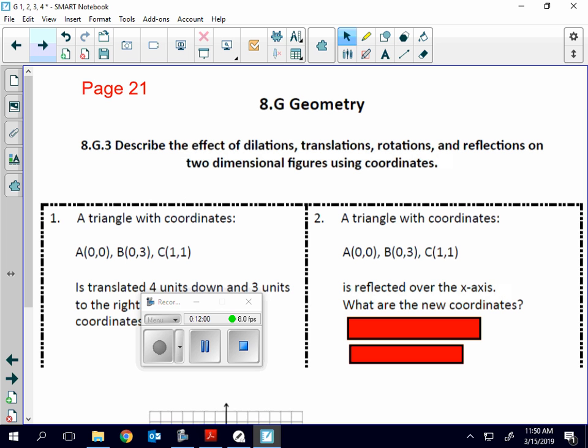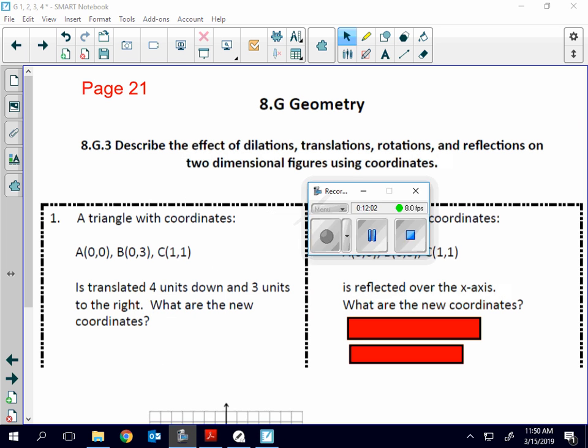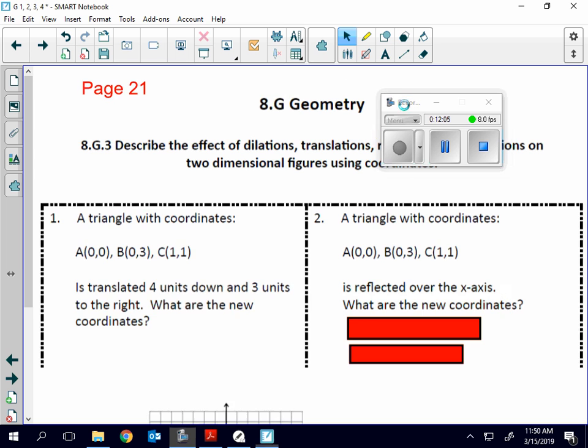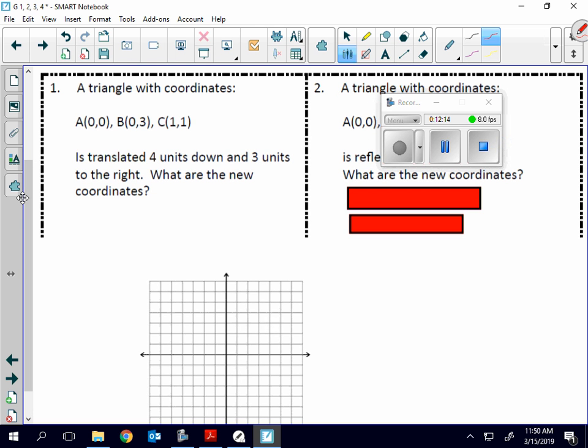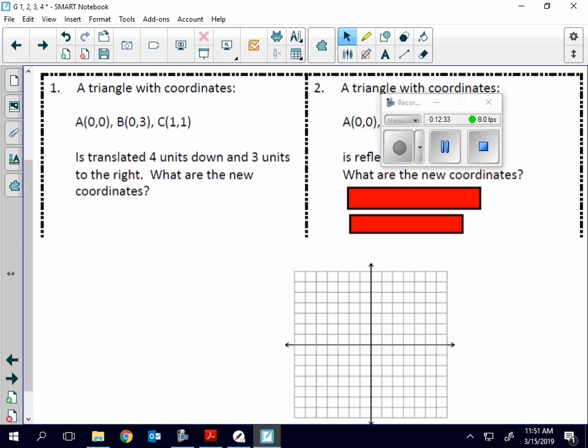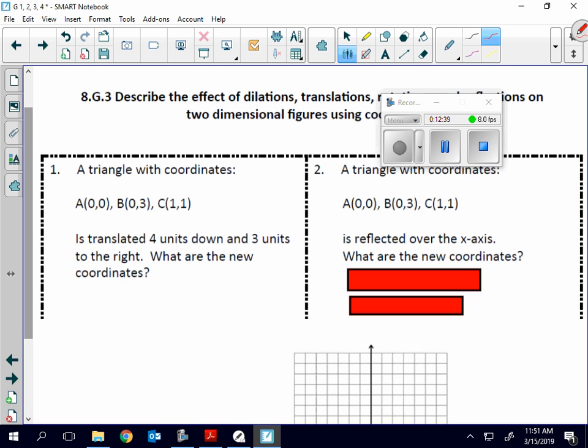We're still going here. Page 21 is still transformations. We have a triangle with coordinates A, B, C here. It's translated 4 down and 3 to the right. So if we have a triangle, it starts at 0, 0, that's point A. 0, 3 is point B. And oh, this one should not be done on a graph. Let's do this one not on a graph. I apologize. I put this here for another reason. I'll move that for now. Let's just talk about it without the graph. You can do it on a graph, don't get me wrong. But since they didn't really give us a graph, we're going to do it algebraically.